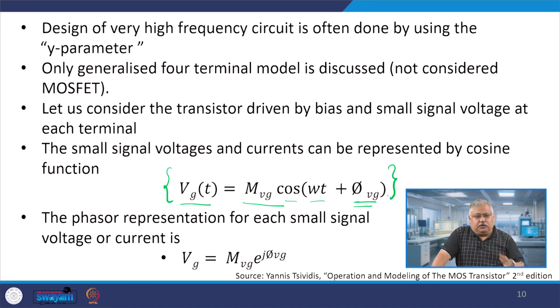I have a phasor representation available, given as Vg equals mVg e to the power j phi Vg. This is the standard; it is basically a cosine signal. You can use a sinusoidal signal also. What we do is superimpose this Vg of t on the DC gate to source voltage Vgs. Because of this, there will be a current flowing through the device.